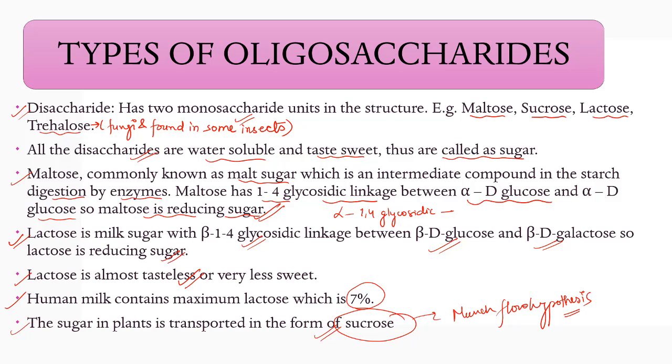Okay, so these are some common oligosaccharides like disaccharides. In disaccharides you have to remember maltose and lactose: alpha 1,4 glycosidic linkage, beta 1,4 glycosidic linkage. Okay, they are reducing sugars. Lactose is also a reducing sugar. Now, there is a term which is known as what? Souring of milk. Souring of milk is basically because of the conversion of lactose into lactic acid.